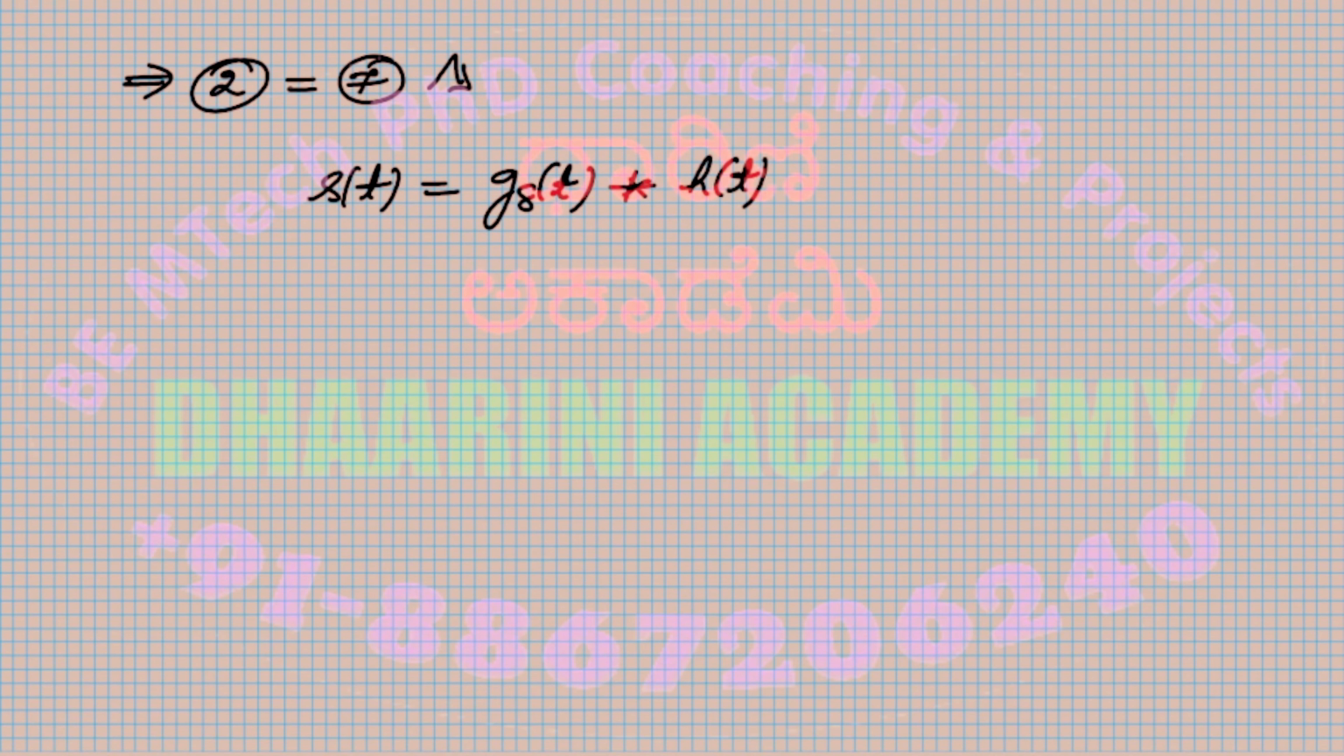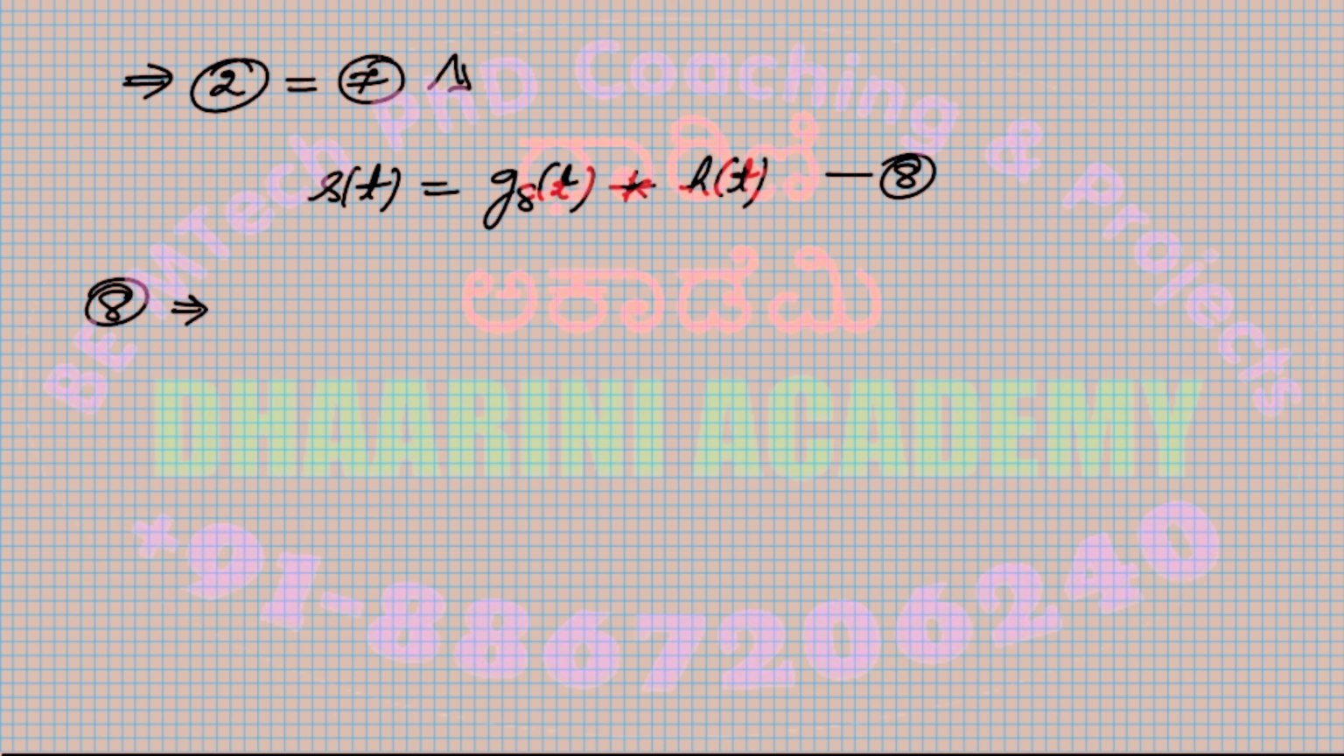Okay, so this equation means that the flat top samples can be obtained by convolving the output of the ideal sampler with the rectangular pulse of unit amplitude and duration equal to T seconds. That's what is the meaning. So let me call this equation number 8. So this equation number 8 implies something to us.